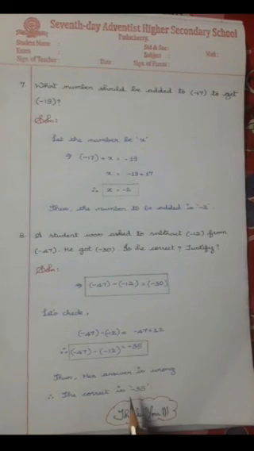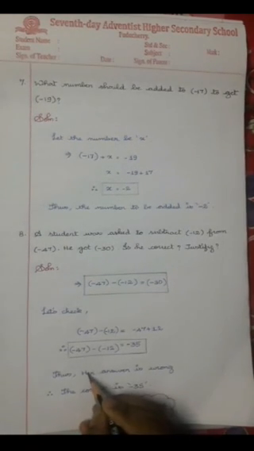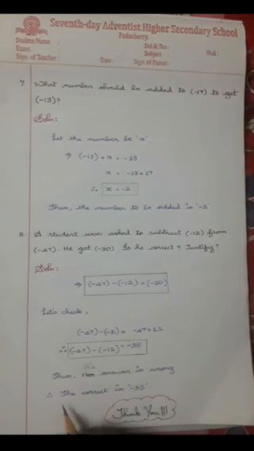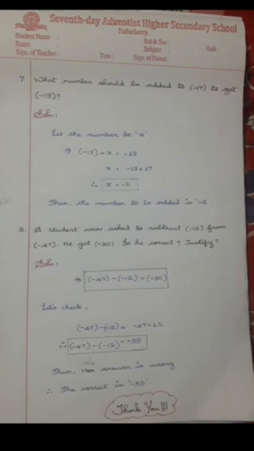Thus, his answer is wrong. Therefore, the correct answer is minus 35. Clear? We have solved all the 8 problems in exercise 1.2.